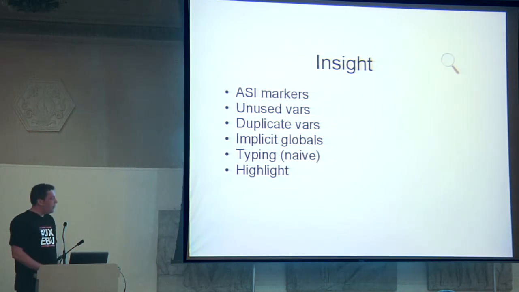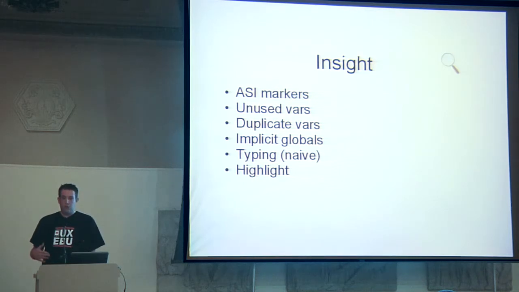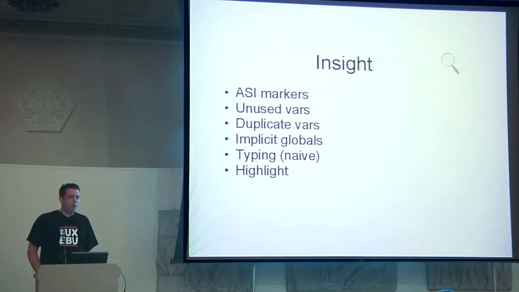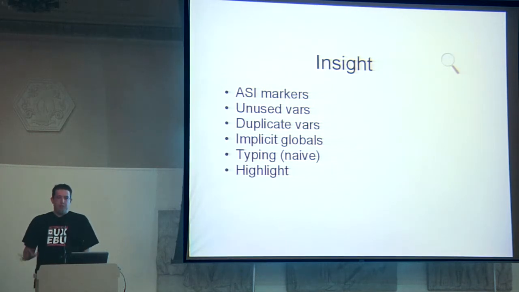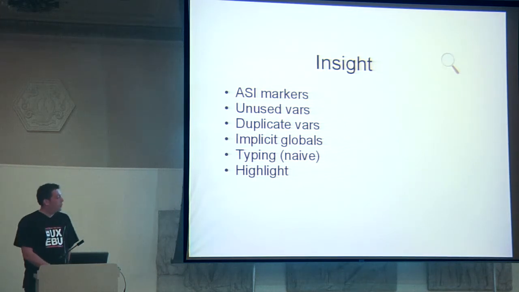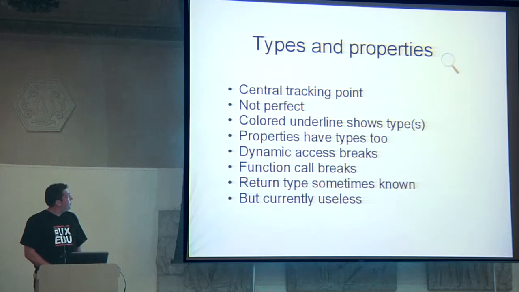The code has various levels of insight. It shows you where you're missing semicolons, which is something I'm not seeing in most editors. Some will give you a warning, like on the left-hand side, but they're not explicitly telling you where you're missing semis. It shows how you have used variables: have you duplicated them, have you not used them at all? Implicit globals, stuff like that. Typing is a naive implementation right now. I have a better idea on how to do it for the next iteration. And highlighting, I'll show you in a few seconds.